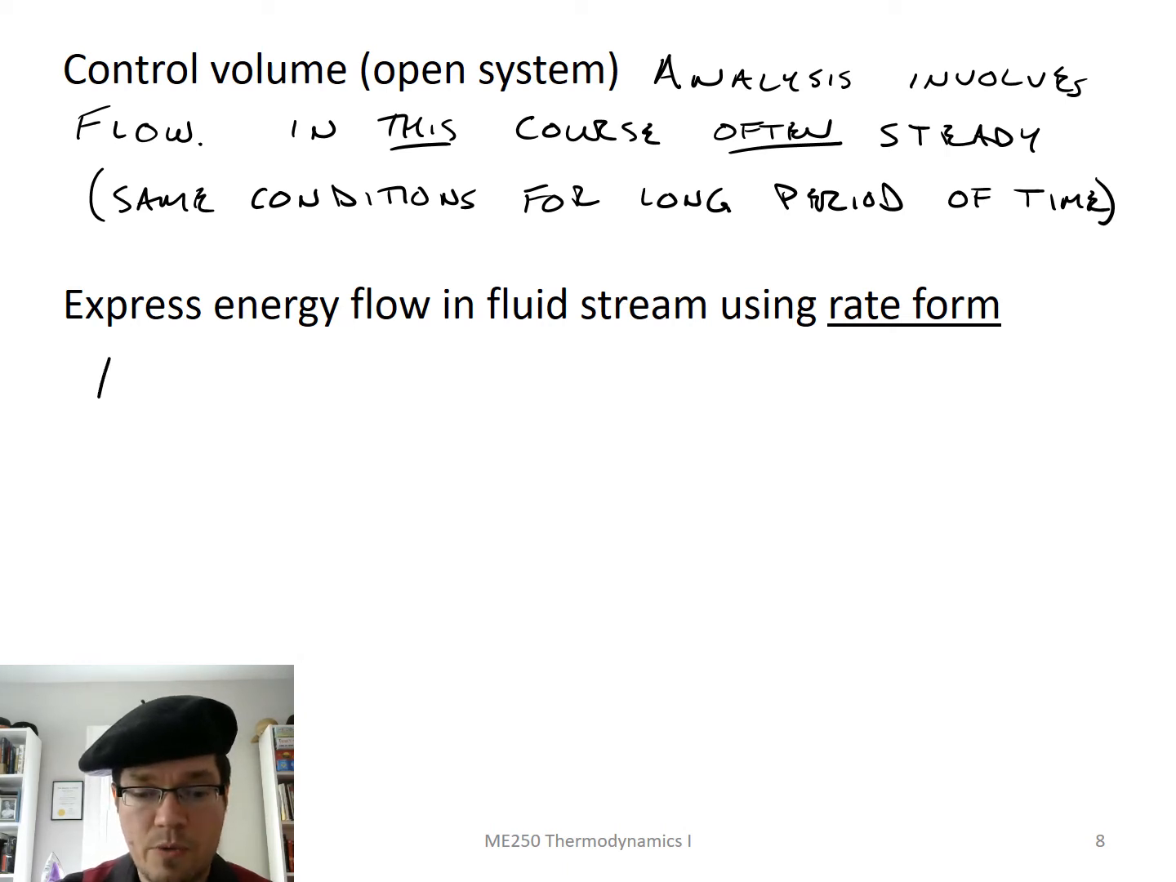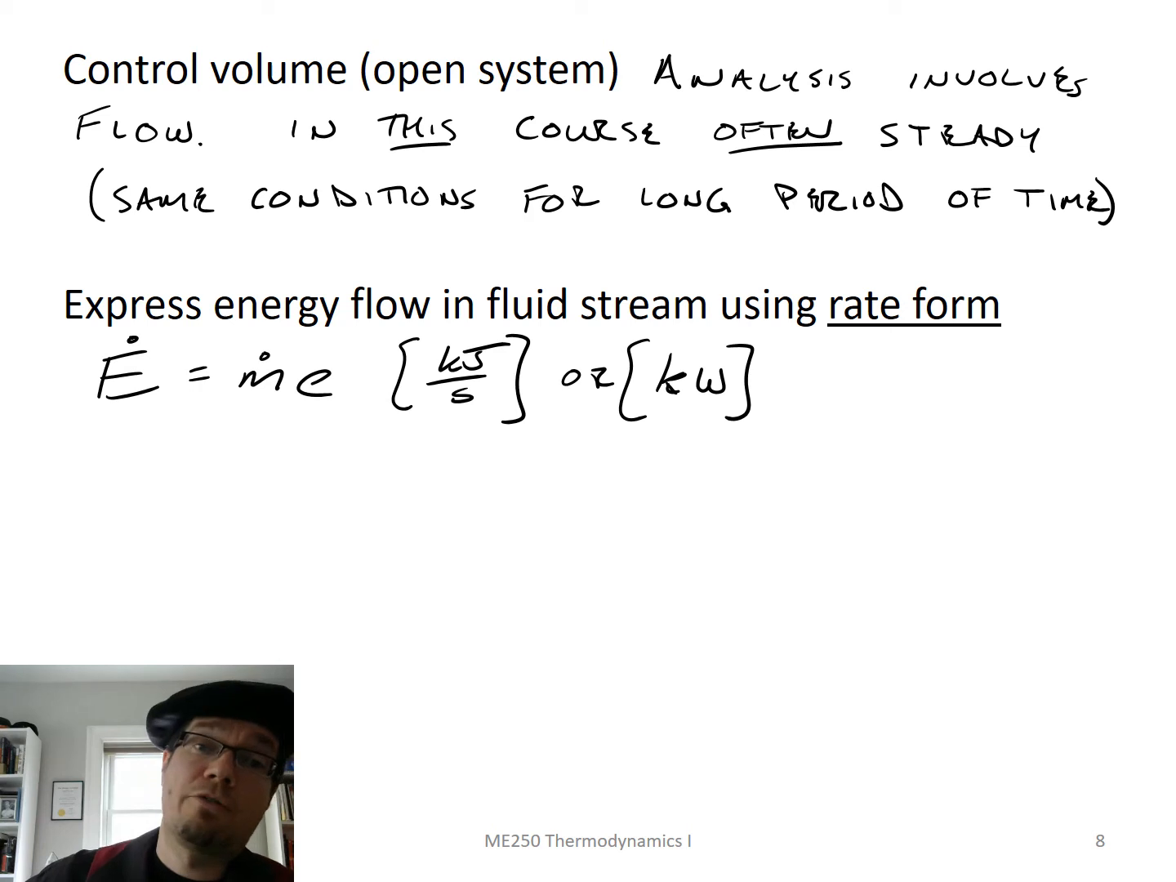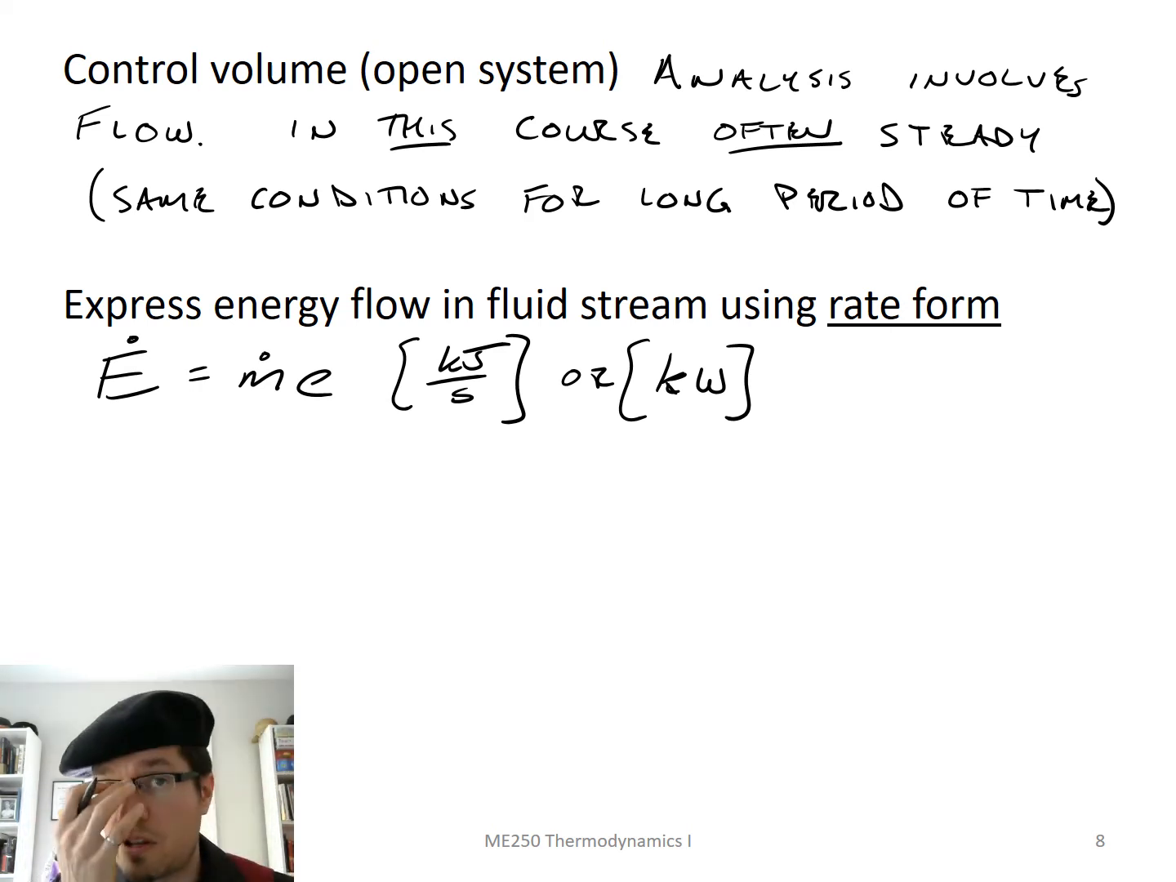But to do so, you need to express your energy flow in a fluid stream using the rate form. So in that case, what we deal with is the rate, which we denote with that dot over top of energy. There it is in its extensive sense. And that's just m dot, the mass flow rate, times E. And it has the units of kilojoules per second, or therefore the units of kilowatts. And so it is a measure of power as opposed to a measure of energy. You need to be able to deal with both in thermodynamics.